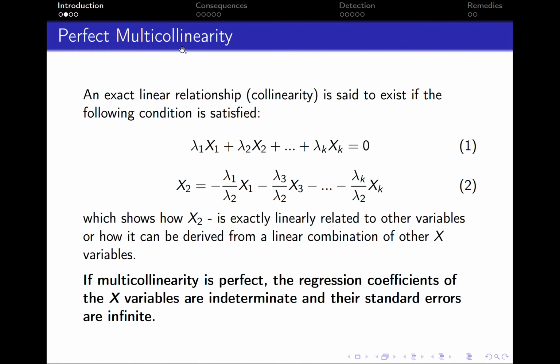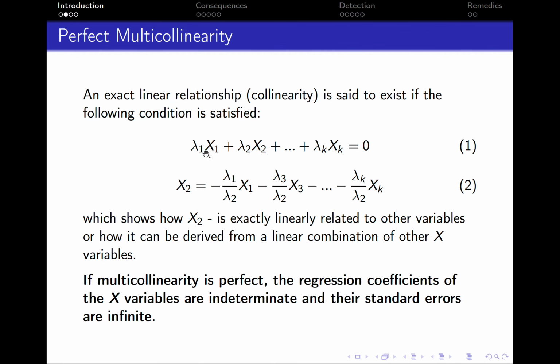So we say that there is a perfect linear relationship between the variables when the following condition is satisfied. When we have some independent variables from x1 all the way to the last independent variable, let it be xk, and we assign some coefficients to them and sum them, we get that they're equal to 0. We can rearrange this equation to get, let's say, an equation for x2. So what we need to do is move all the terms to the right side and then divide both sides by lambda 2. When we do this, we get the equation that allows us to estimate x2.